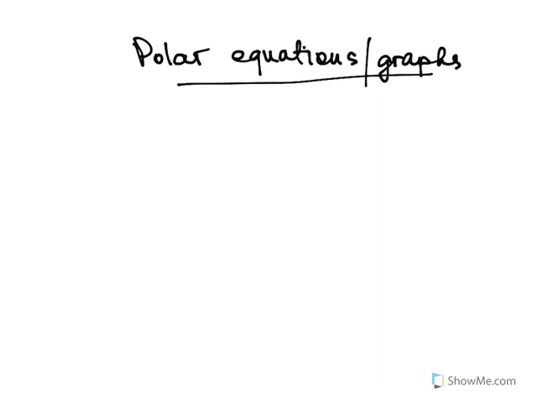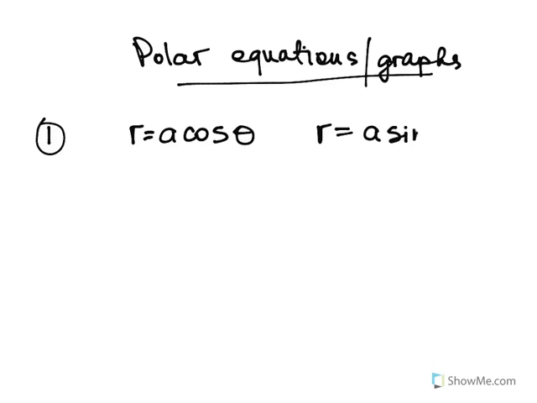Probably. Let's start with a simple one. R equals A cosine theta. Please remember, and also R equals A sine of theta. So whenever you see something like this, for instance, R equals 2 cosine of theta, or R equals 3 cosine of theta, please remember, you are going to get a circle.